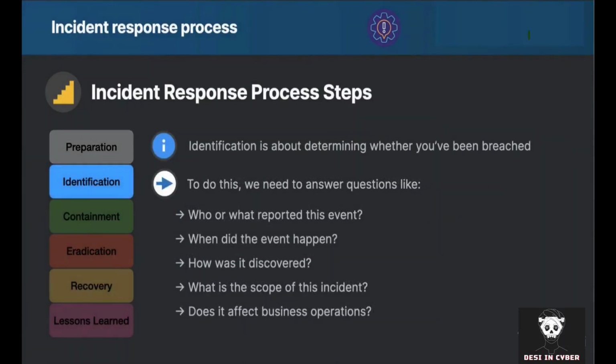The next step in the process is identification. Identification is about determining whether you've been breached or not. To do this, we need to answer multiple questions, like: who or what reported this event? When did the event happen? How was it discovered? What is the scope of this incident? Does it affect business operations?